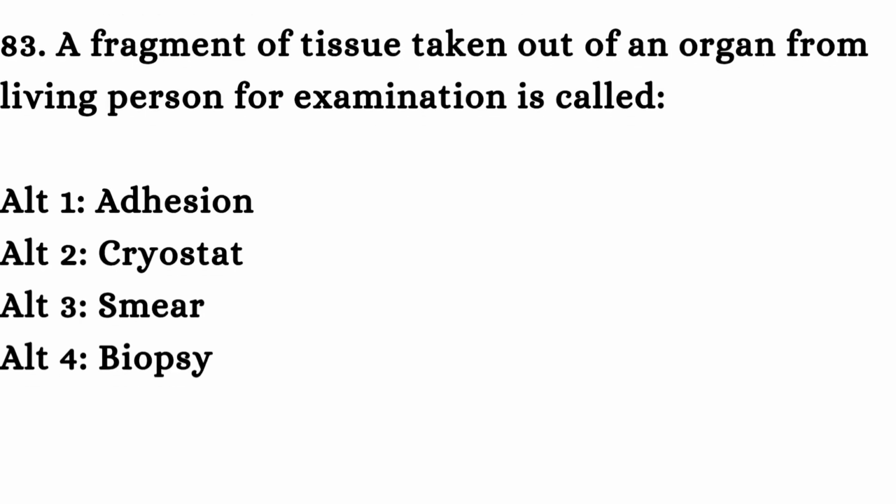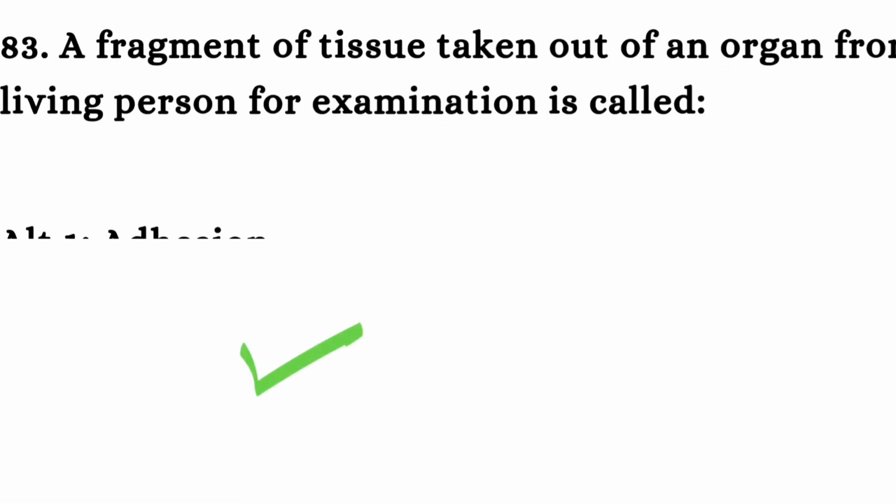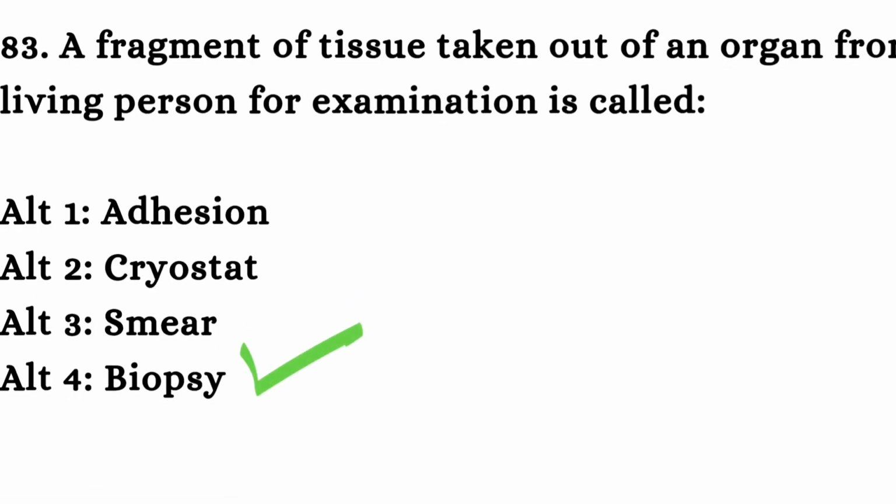Next question. A fragment of tissue taken from an organ from a living person for examination is called option 1 adhesion, option 2 cryostat, option 3 smear, option 4 biopsy. The right answer is option 4 biopsy. A fragment of tissue taken from an organ from a living person is obtained by a process called biopsy.